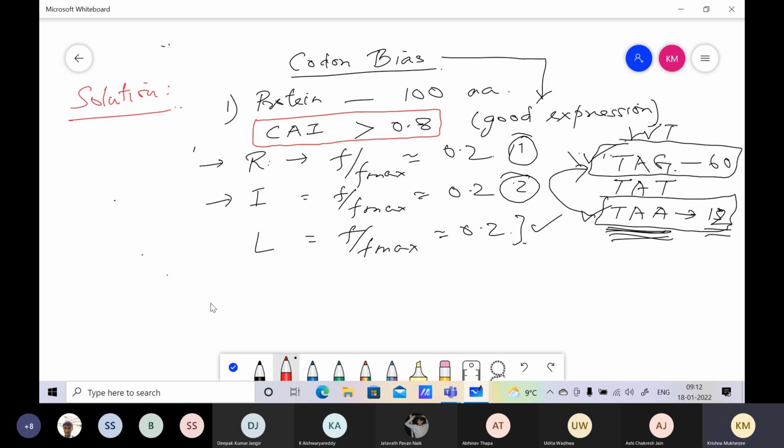What do you do? What is the codon bias that you want? Maximum 0.8, right? So let us say there are X L's present in the protein. So what would happen? What would be the codon bias if there are X L's present in the protein? Hello. So what is the CAI?